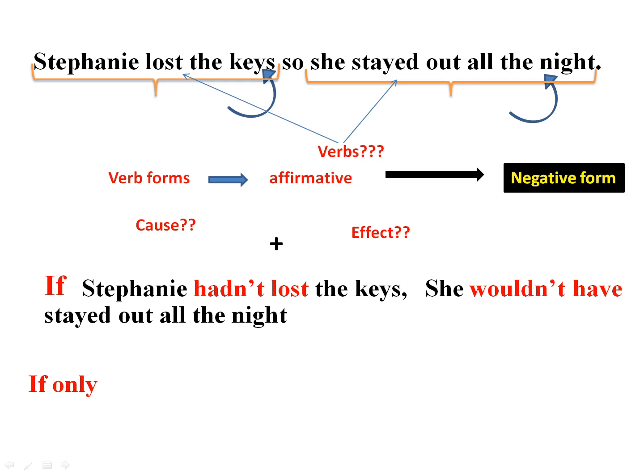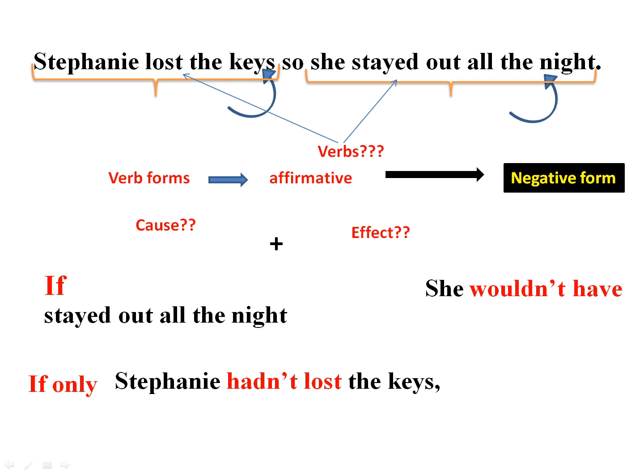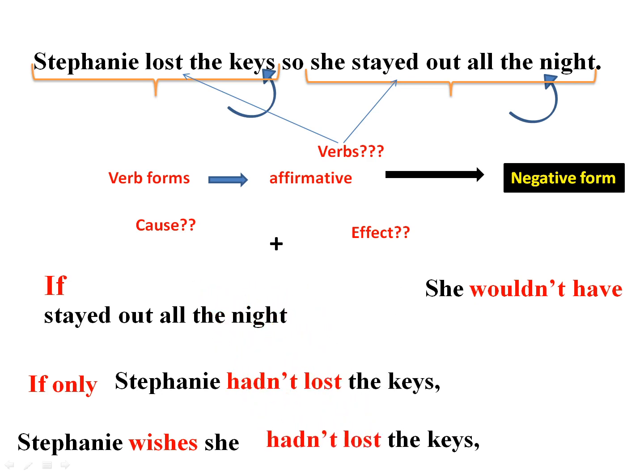Very good. Now I finish my sentence here with if only. So, if only Stephanie hadn't lost the keys. You see? Great. Now with wishes. Stephanie wishes she hadn't lost the keys. Okay? So it's a wish. Very good. I hope bac students understand perfectly the conditional type 3 and the past regrets and past wishes.